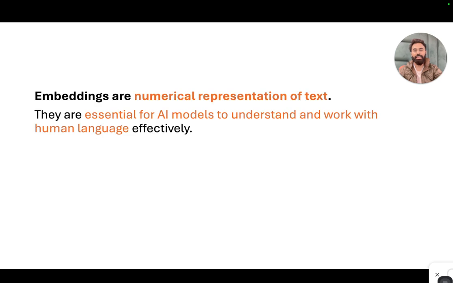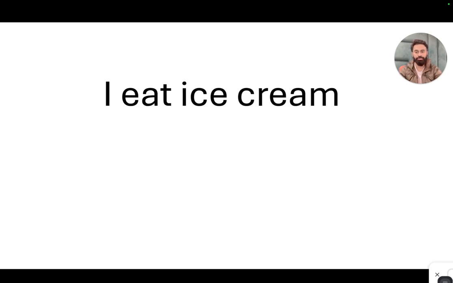So basically, embedding is a numerical representation of text. Once you put words into numbers, meaning once you generate this embedding, it becomes very easy for a machine to understand it and to work with it, right? So how is all of this happening? Let's see in the next slide to understand this better.